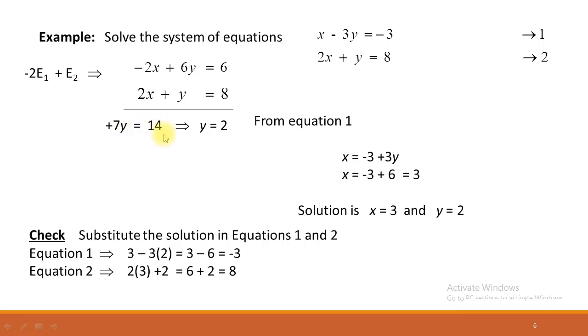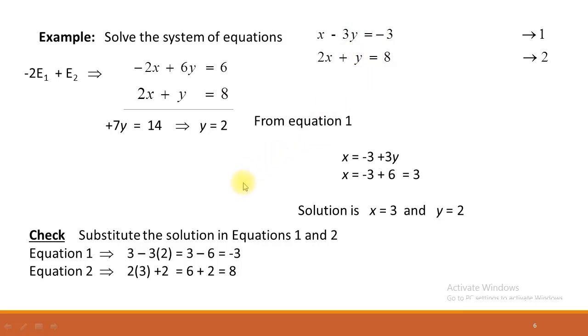Now dividing both sides by 7, we get the value of y as 2. Now putting the value of y in equation number 1, first of all simplify equation number 1, we get x is equal to minus 3 plus 3y. Now putting the value of y, which is 2, 2 threes are 6, so x is equal to minus 3 plus 6 is equal to 3. Now the value of x is 3, so x is equal to 3 and y is equal to 2 is the solution of this non-homogeneous system.